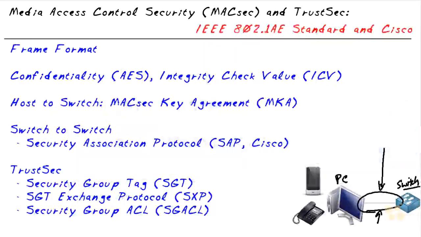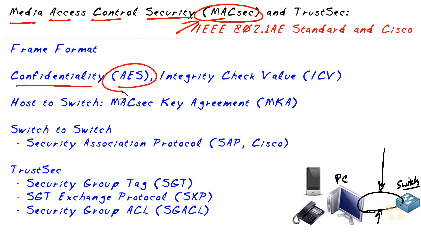And fortunately, one of the options we have to protect that little segment of traffic is called MACsec, which stands for Media Access Control Security. And with MACsec, we can actually negotiate and set up confidentiality through encryption using AES, as well as data integrity by using something called an integrity check value in each and every one of the frames.